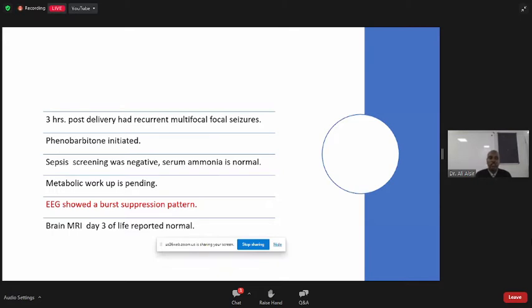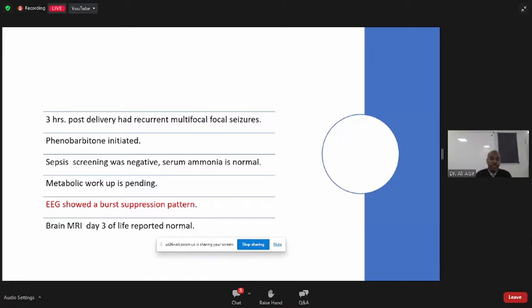Sepsis is one of the commonest etiologies for neonatal seizures and neonatal encephalopathy. Serum ammonia as well is very important to be checked, which is normal. There is no evidence of hyperammonemia, that is good. And the rest of the metabolic workup is pending.